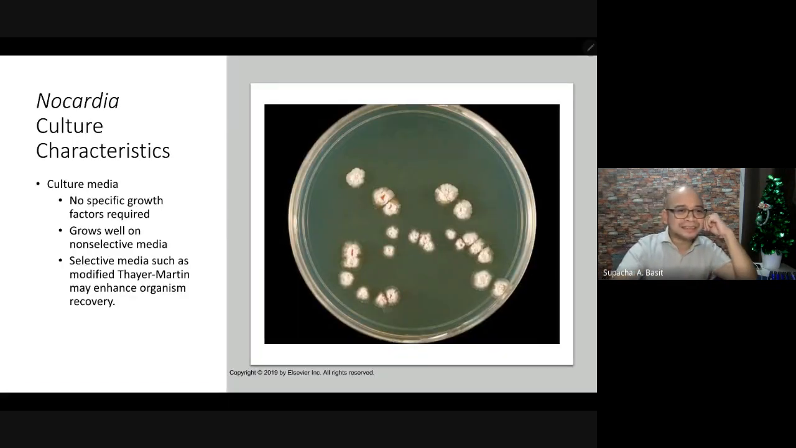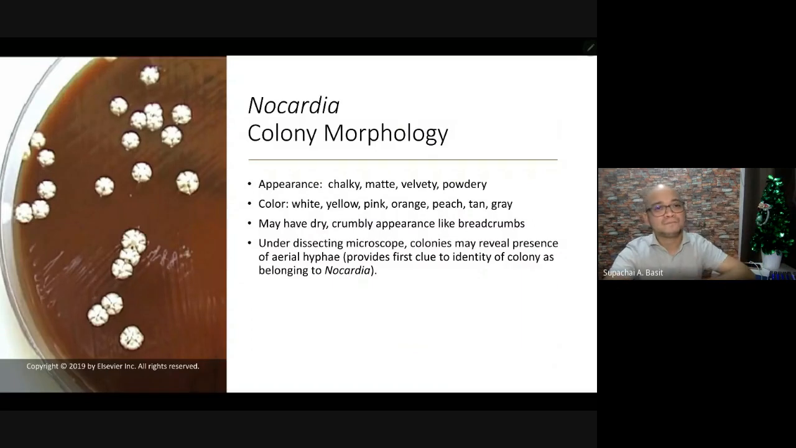For cultural characteristics, no specific growth factor is required, meaning to say, since they are fungi-like, they can grow on non-selective medium, and they can even grow in Thayer-Martin medium. Thayer-Martin is the same culture medium that we are using for the isolation of Neisseria. And they appear chalky.